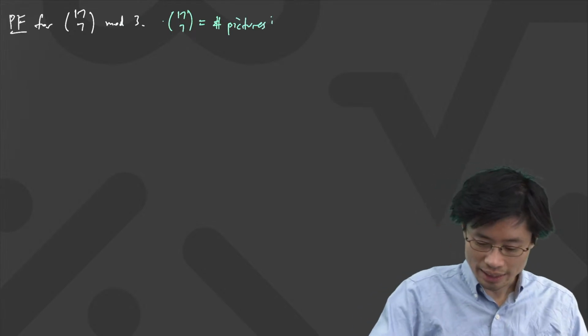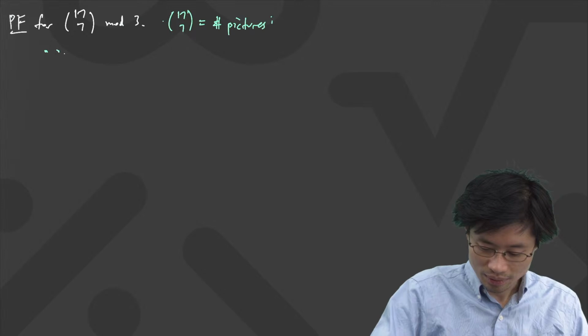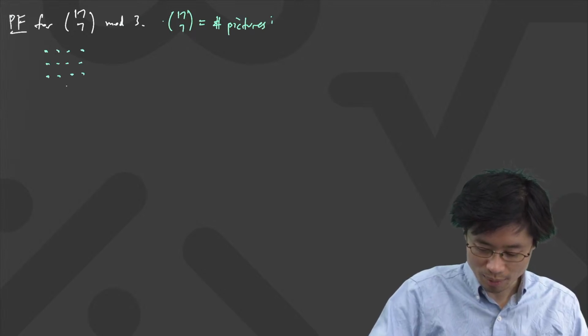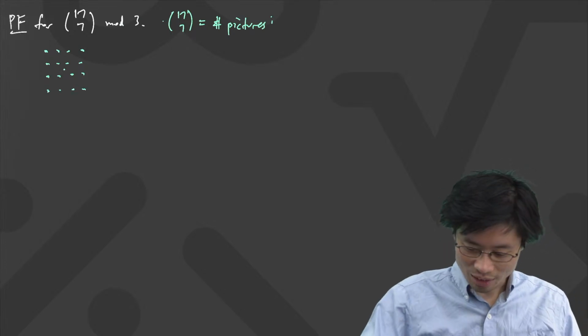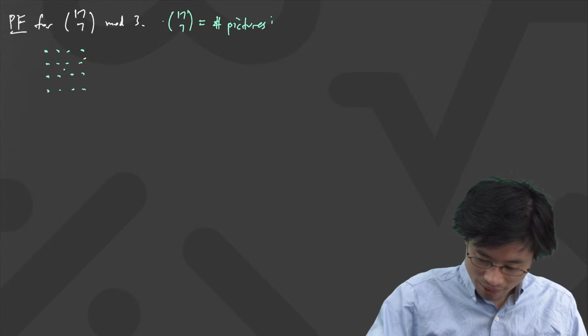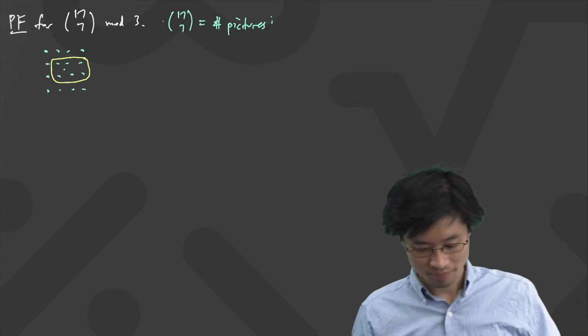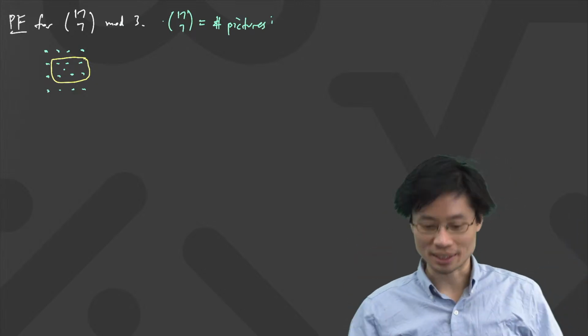What I'll do is I will draw 17 dots. Here, 17 dots. Come on, 17. Where do I put the last one? In the middle. Okay? And I go and choose 7. What's 7? That looks like 7. Yeah, 7 dots. That's one of the pictures.